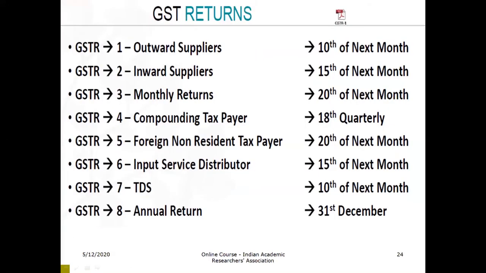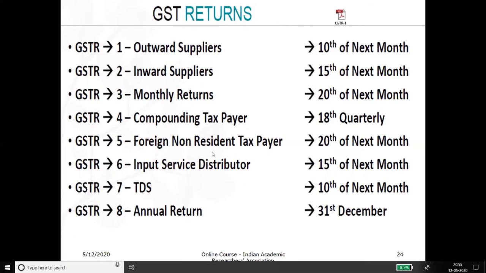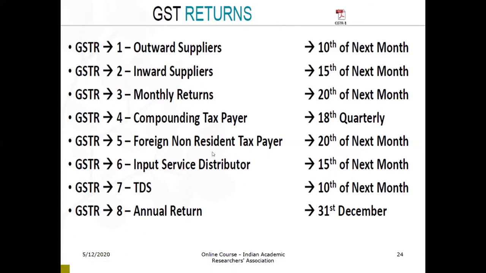And there are lots of GST returns to be filed, although the process has become simpler now. Like GSTR 1 for outward supplies, which is to be filed by the 10th of the next month. GSTR 2 for the inward supplies, which is to be filed by the 15th of the month. GSTR 3 for monthly returns. GSTR 4 for compounding taxpayers. GSTR 5 for foreign non-resident taxpayers. GSTR 6 for input service distributors. GSTR 7 for TDS, GSTR 8 for annual returns.